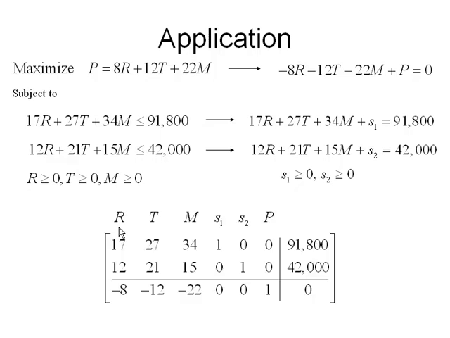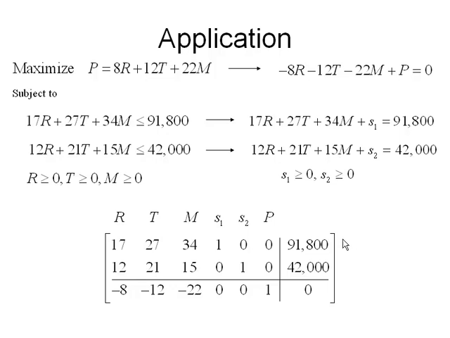So I've gone ahead and put the names of the variables above the columns in this 3x7 matrix, and I can look down here and see the coefficients that correspond to my equations up above. So for instance, the second row, 12, 21, 15, 0, 1, 0, 42,000, corresponds to 12r plus 21t plus 15m plus S sub 2 equals 42,000.